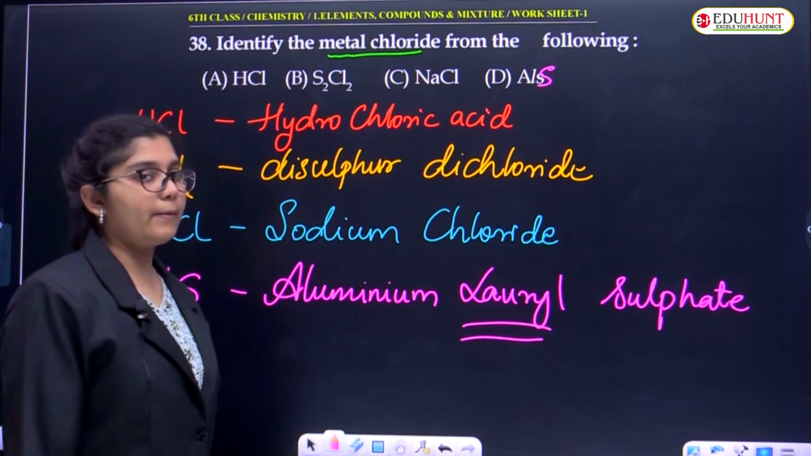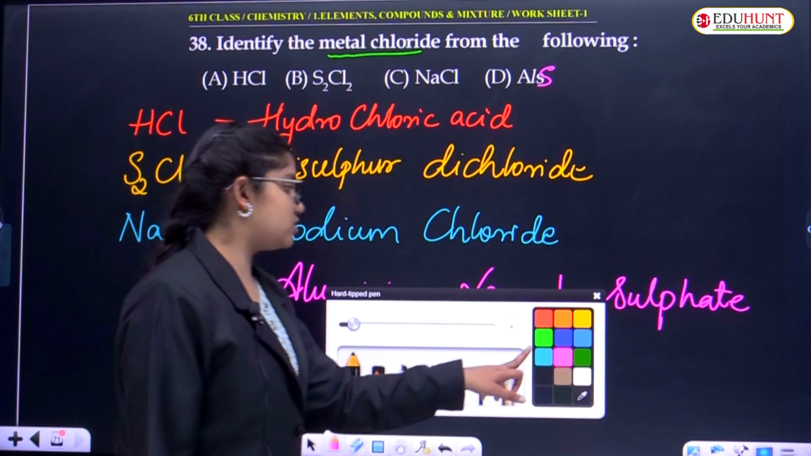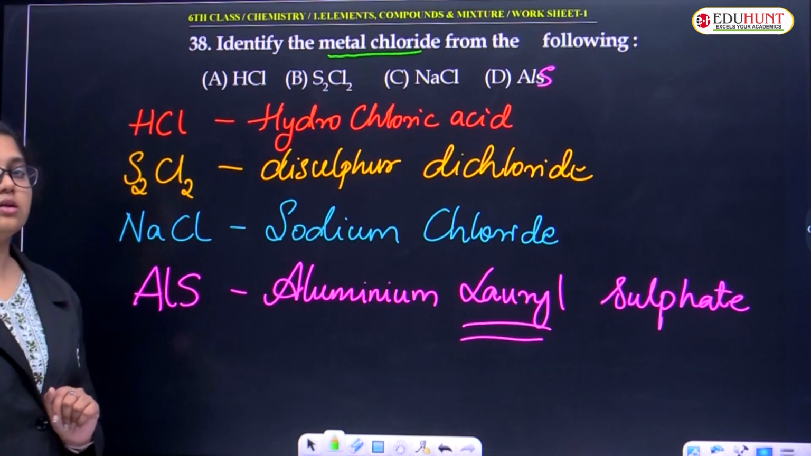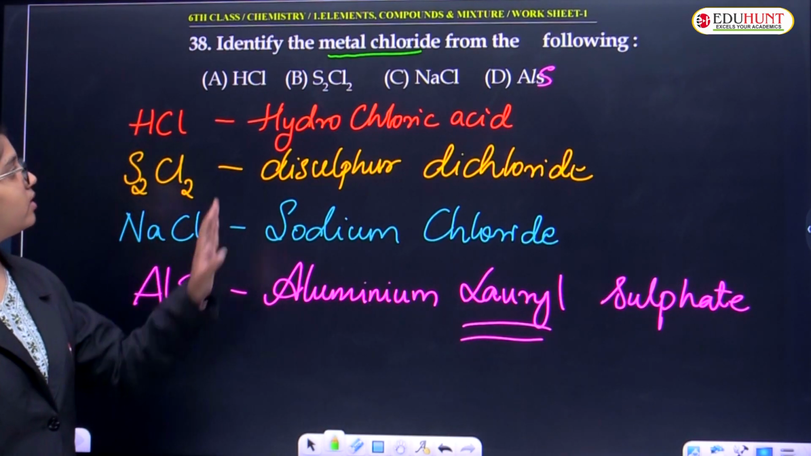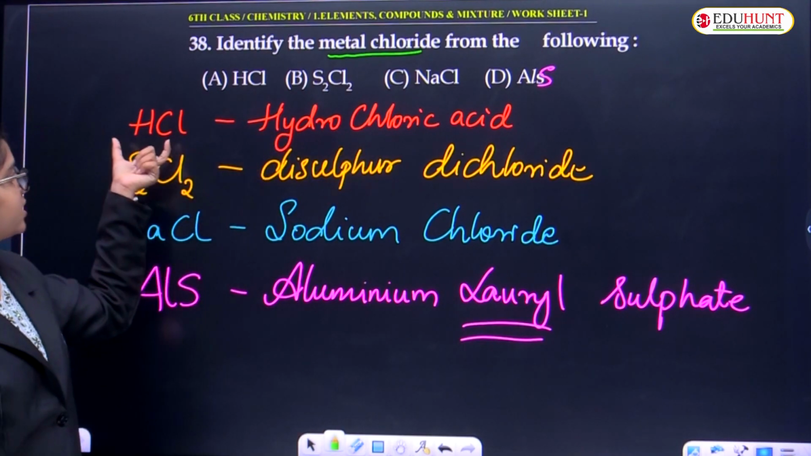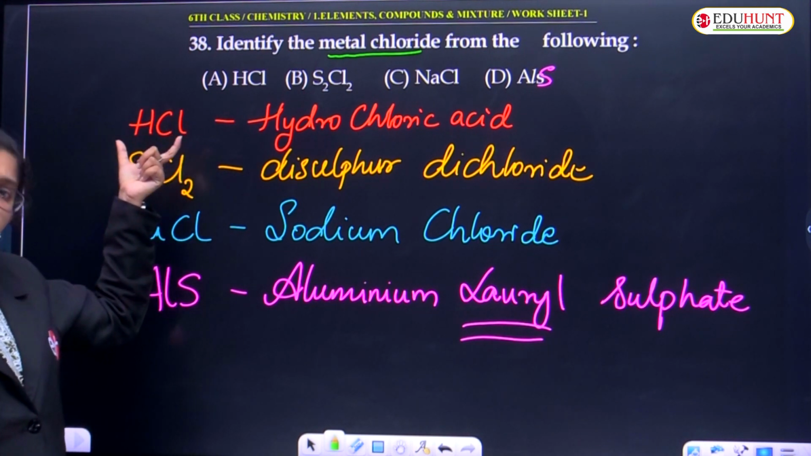So coming back to the question: identify the metal chloride from the following. They're asking us to find out the metal chloride. Let's see the options one by one. Hydrogen chloride, like hydrochloric acid. It is HCl. We have hydrogen. We know hydrogen is absolutely a non-metal.